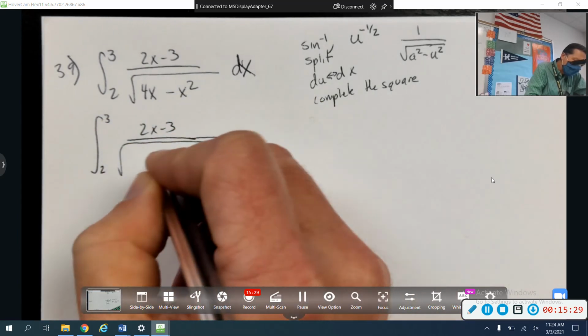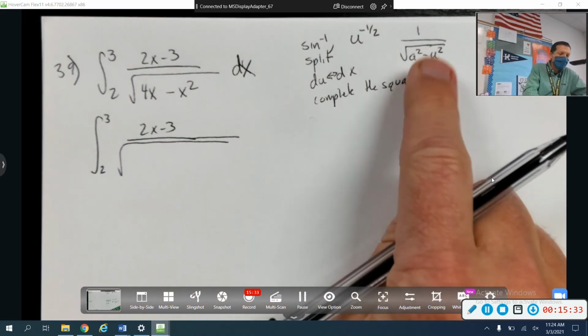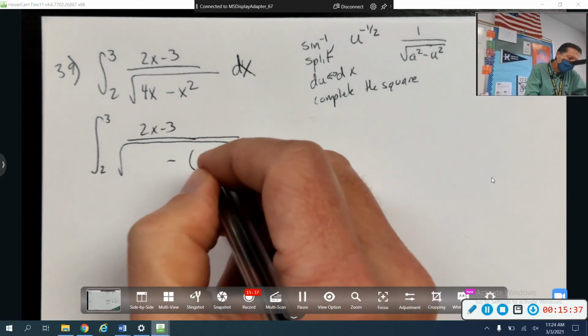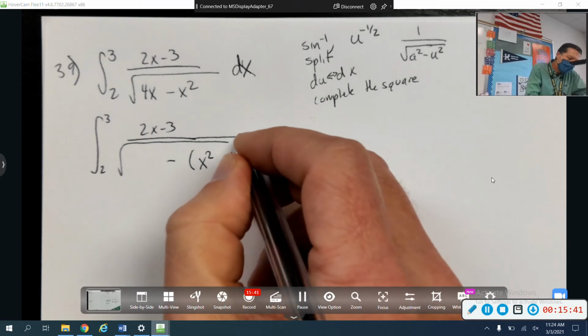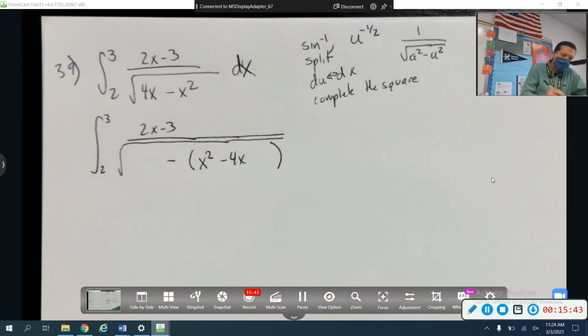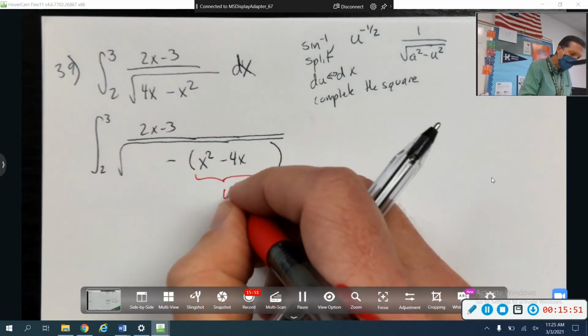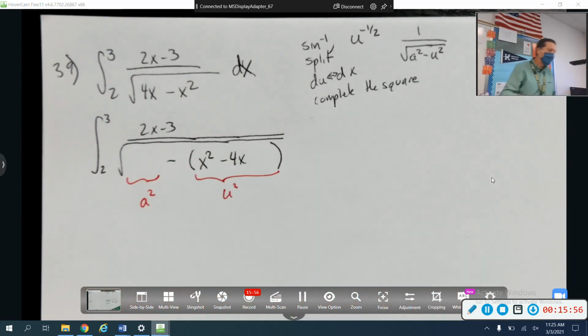So I'm thinking inverse sine, so I'm going to rearrange things to make them look like this. So minus x squared minus 4x. I factor out a negative, kind of rearrange things, because I want this to be u squared, and whatever ends up there, I want to be a squared. And then I'll be at least on the road toward inverse sine.